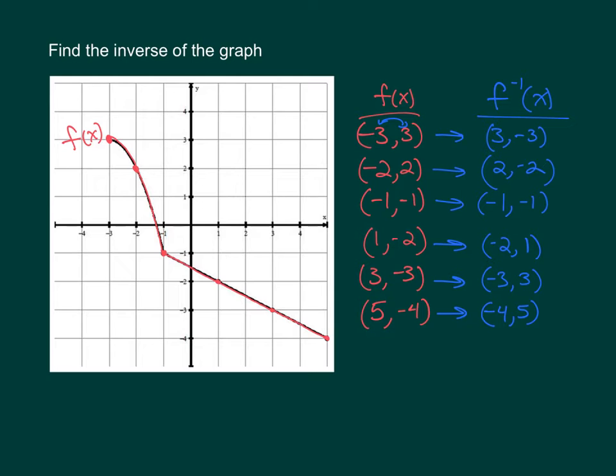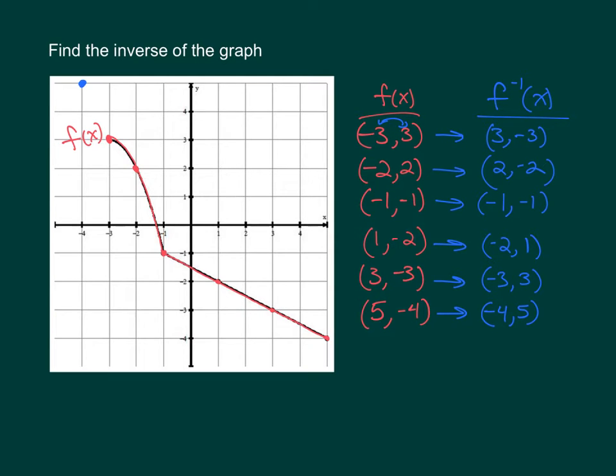So now the only other thing that needs to happen is we need to plot these points on the graph over here. So we can start at -4, 5, which is way up here with ink. There we go.